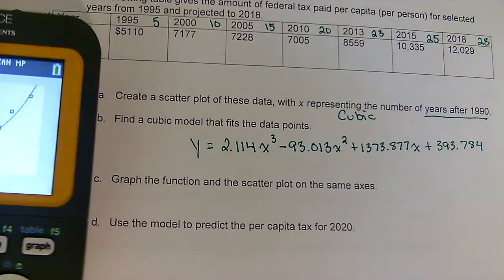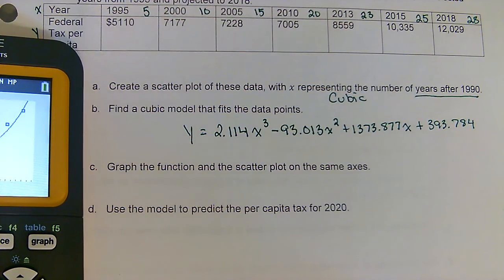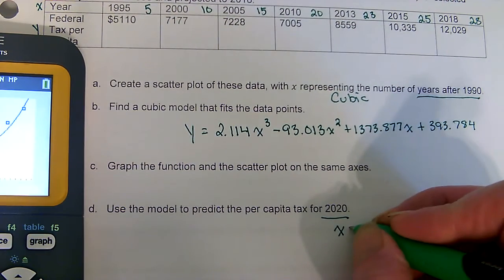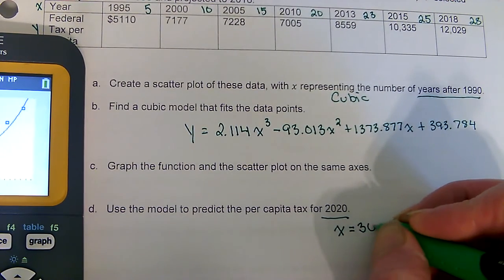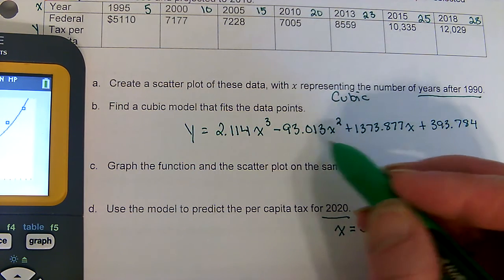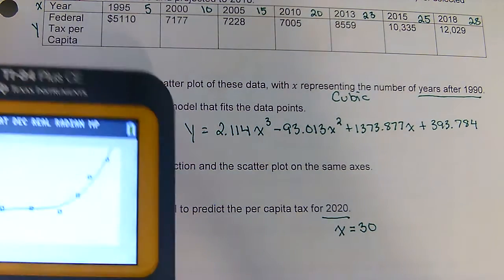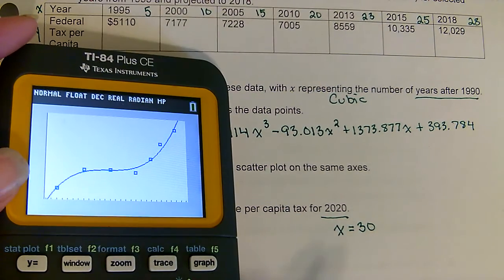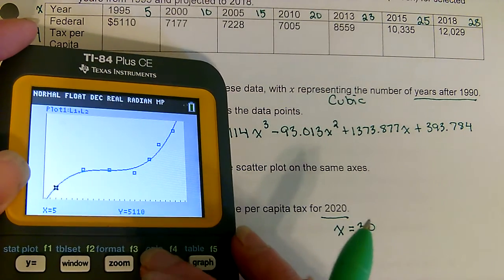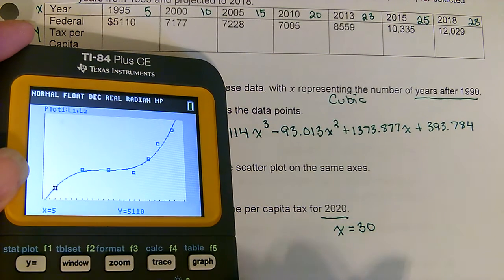Now, how could we use this to predict the per capita tax for 2020? So 2020 would be when x equals 30. Now, feel free, if you would like to just plug in 30 for all the x's, you could. But the beauty of the calculator is, since we have the function in our Y1, I can hit trace and type in any x value I want.